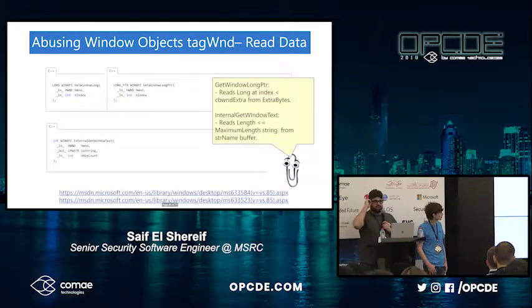Now, we mentioned that we need specific interesting functions to be able to read and write from objects. In that case, we have GetWindowLong or GetWindowLongPtr and InternalGetWindowText. GetWindowLongPtr reads a specific long at a specific index that is less than cbWndExtra, the extra bytes, and InternalGetWindowText reads a length that is less than or equal to the maximum length of the string from the string name buffer, or the location pointed to by the buffer.